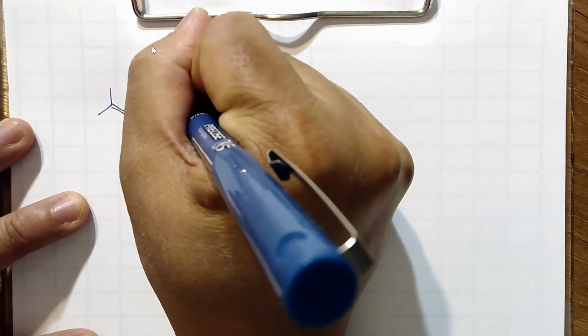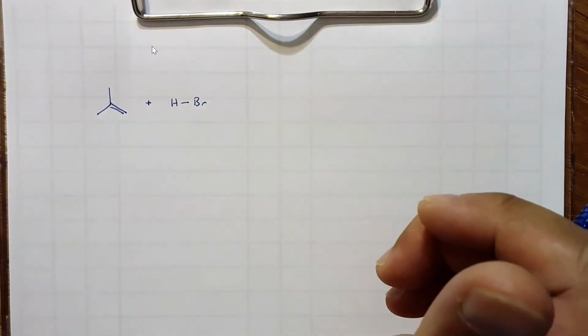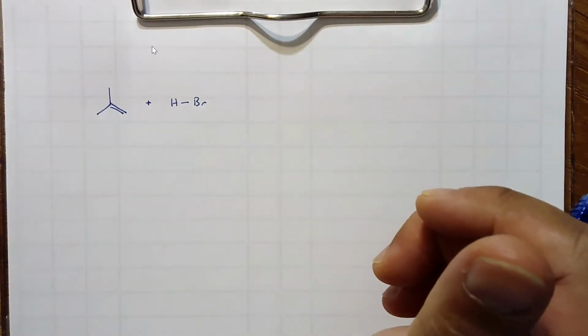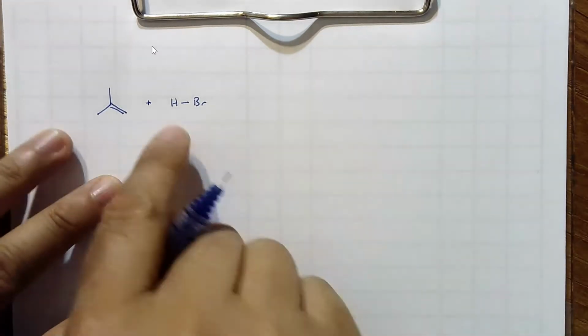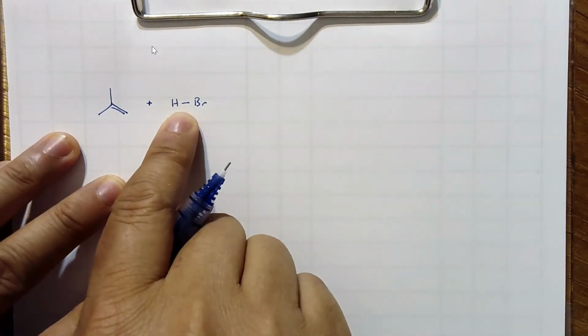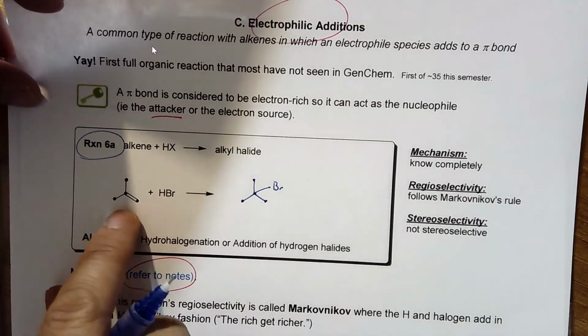Drawing mechanisms is a bit of an art form. You want to make it very clear to the reader that you know what's happening to every bond being made and every bond being broken. So I am going to draw that bond between H and Br. You don't do it here if you're just showing the overall reaction. Alright, you've seen this mechanism before.